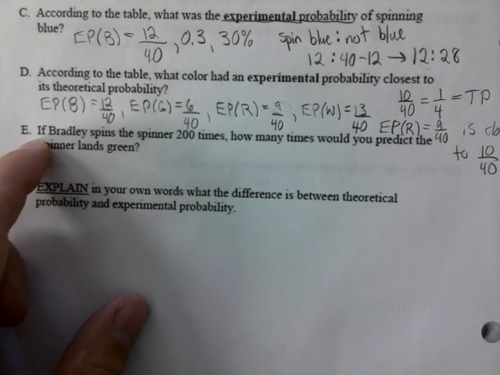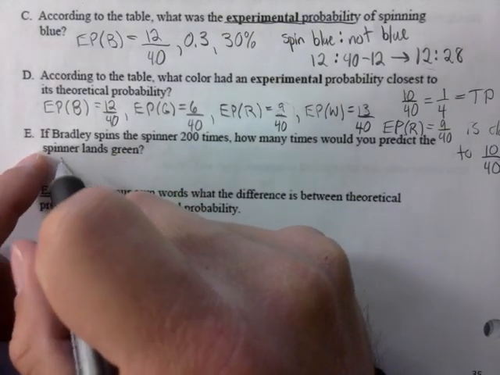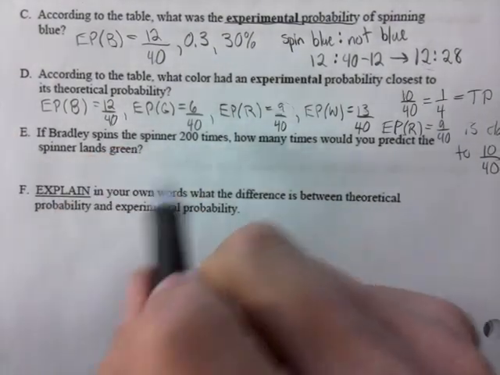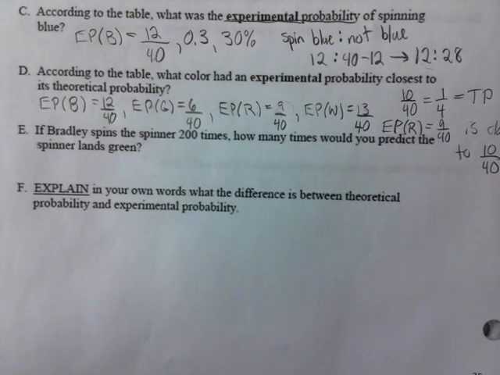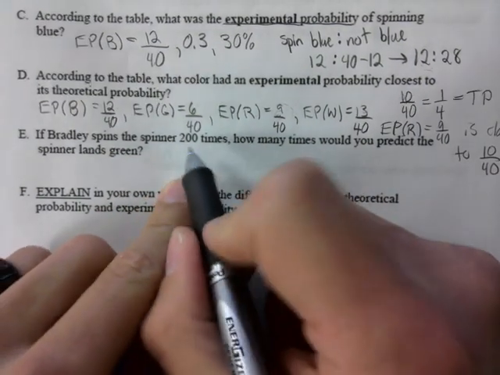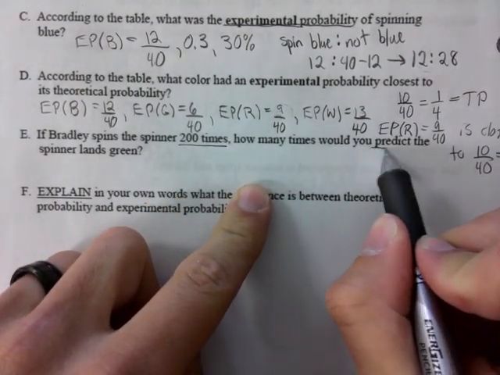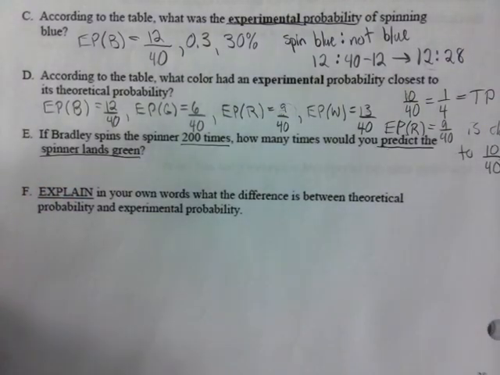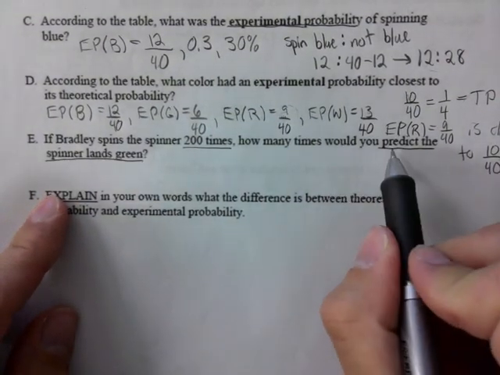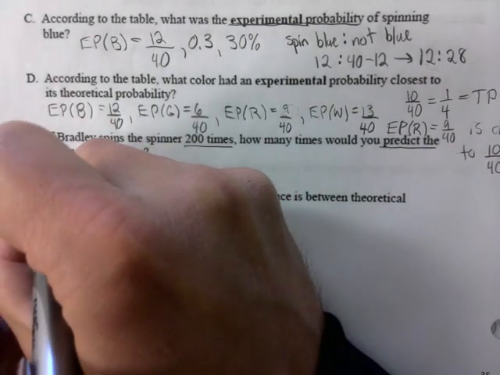Any questions on part D? All right, so part E. If Bradley spins the spinner 200 times, how many times would you predict the spinner lands on green? So he's going to spin it 200 times. Right, so this is a prediction question. We want to predict how many times the spinner lands on green.